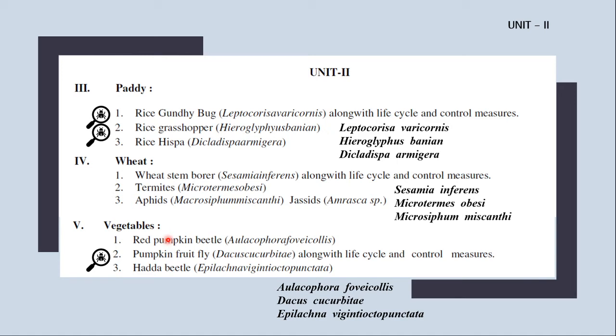Then for vegetables, we will learn about red pumpkin beetle or Aulacophora foveicollis, pumpkin fruit fly or Dacus cucurbitae, and Hadda beetle or Epilachna vigintioctopunctata. Now, out of all this, you only have to learn about Leptocorisa varicornis, Hieroglyphus banian and Dacus cucurbitae for your practical as well. For Leptocorisa varicornis, Sesamia inferens, and Dacus cucurbitae, you also have to learn their life cycle and control measures. For all others, you just have to learn their systematic positions, identification marks, and nature of damage.